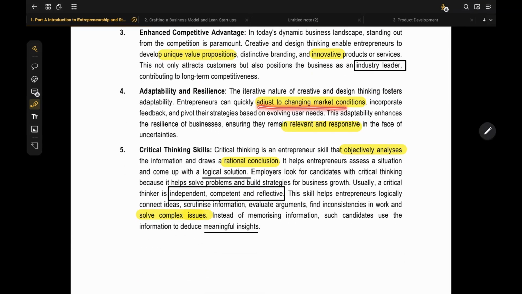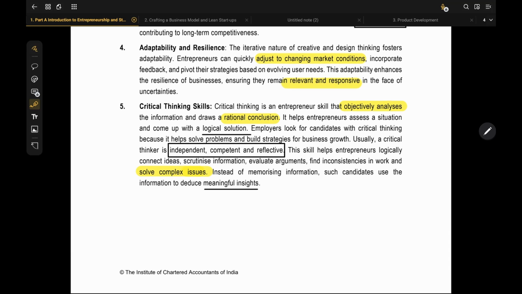Adaptability. He should change to market condition. He should be responsive to the market. Critical thinking skills. Every entrepreneur should objectively analyze the situation and take proper decisions. If he takes all the decisions in a quicker manner, but he is not thinking enough, it will be a wrong decision for a startup and it may face losses. He should be independent, competent and reflective. He should come up with logical solutions. He should have meaningful insights.